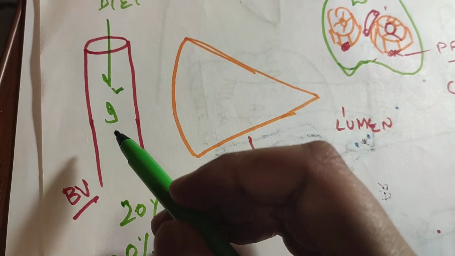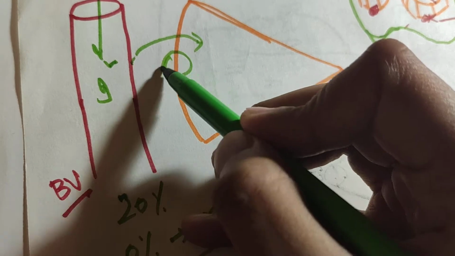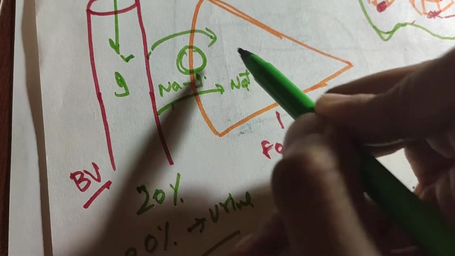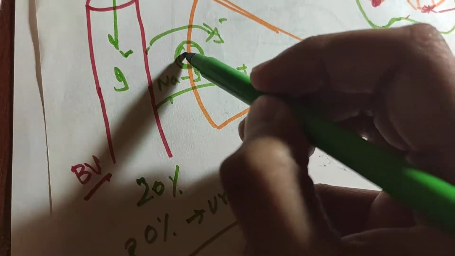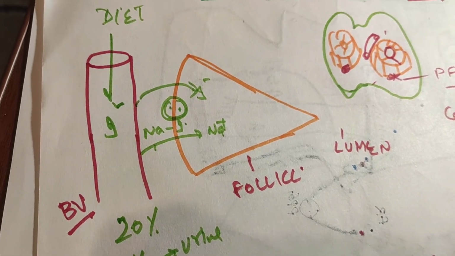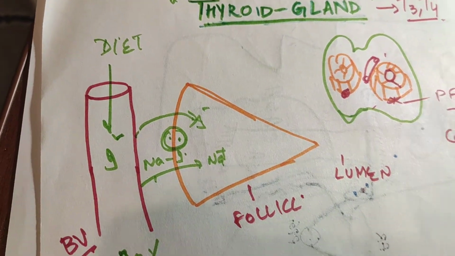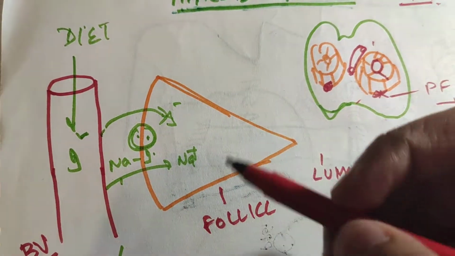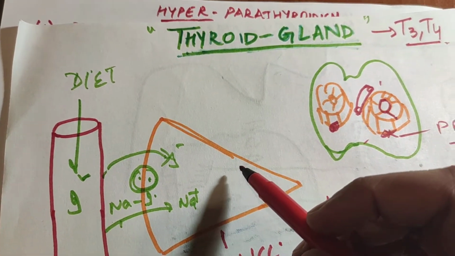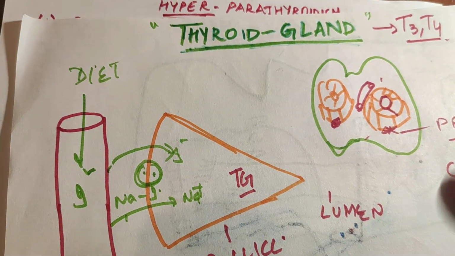Now what will happen? This iodide is taken into the follicle through a pump, that is the sodium iodide pump. Sodium is also getting inside and iodide is also getting inside. This is the sodium iodide pump through which the iodide is taken inside the follicle of the thyroid gland. Now in the follicle, there is a nucleus which will produce mRNA. This mRNA will produce a protein known as thyroglobulin. Thyroglobulin is a protein which is produced by the thyroid gland follicles.